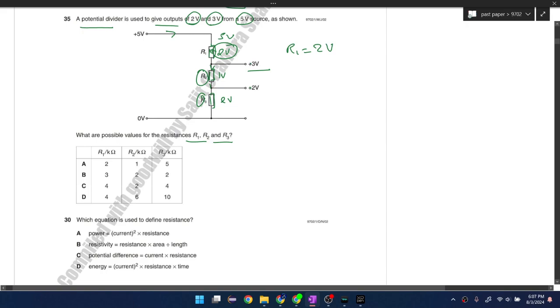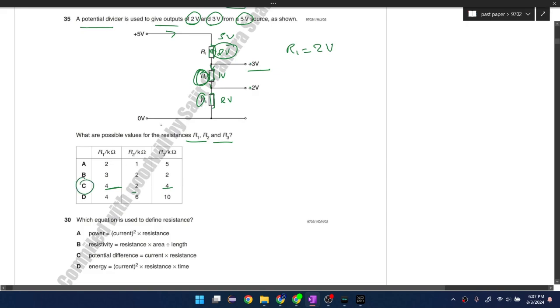We can say that R1 is equal to R3. Why? Because they are both taking the same amount of energy, and they are in ratio with the same value. It is R2, right? So just see here, in which case is R1 equal to R3? In C, right? So our correct answer is C.